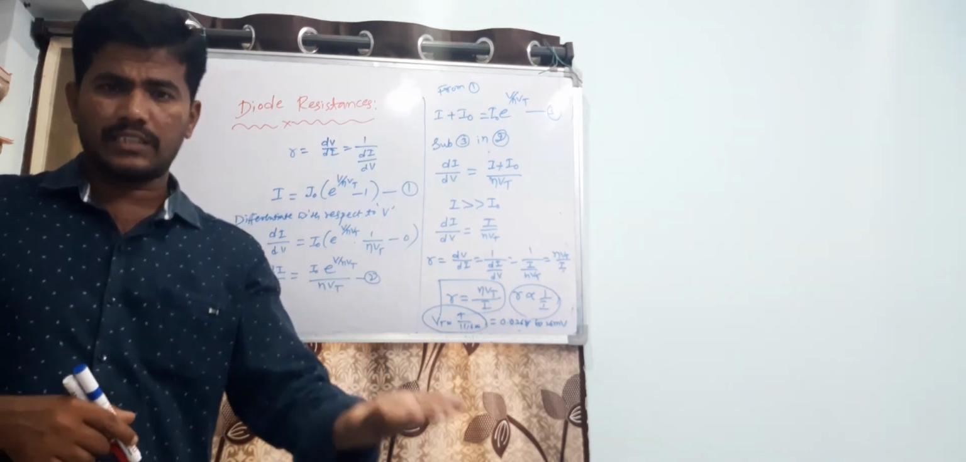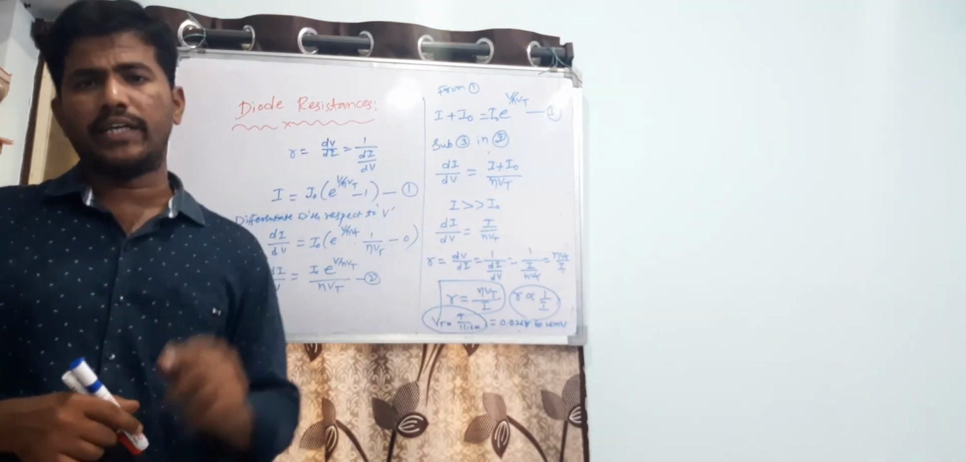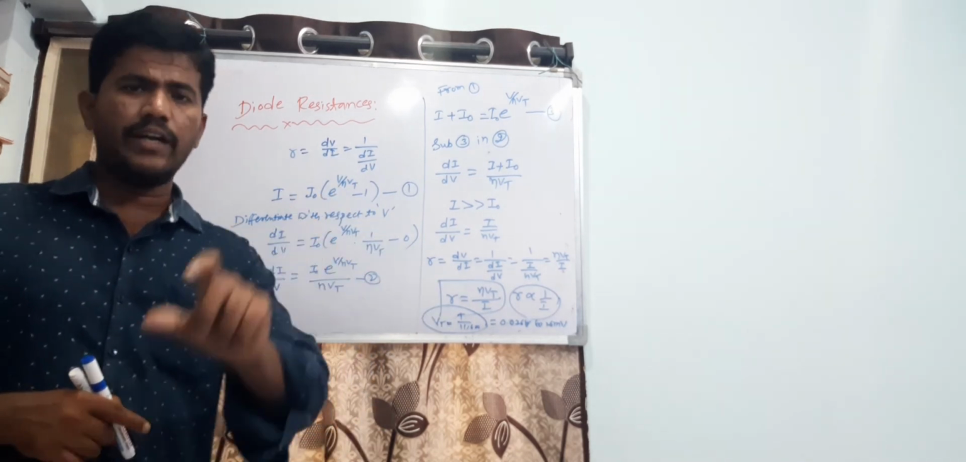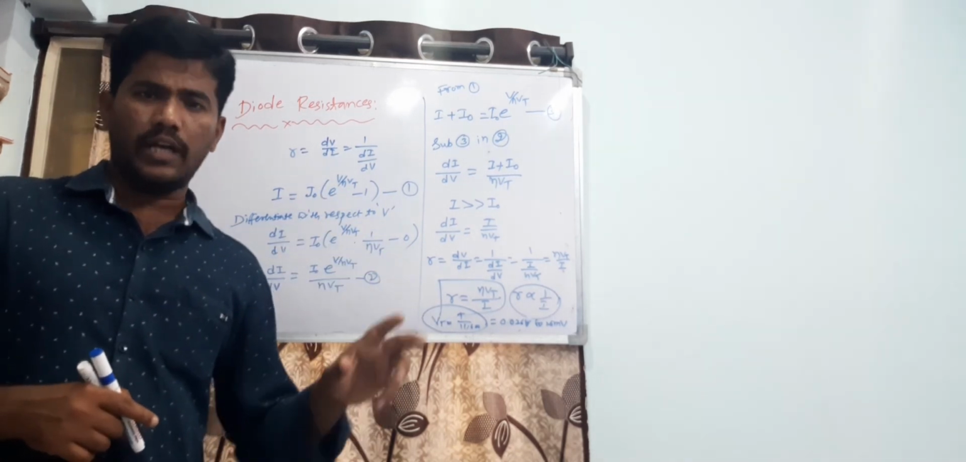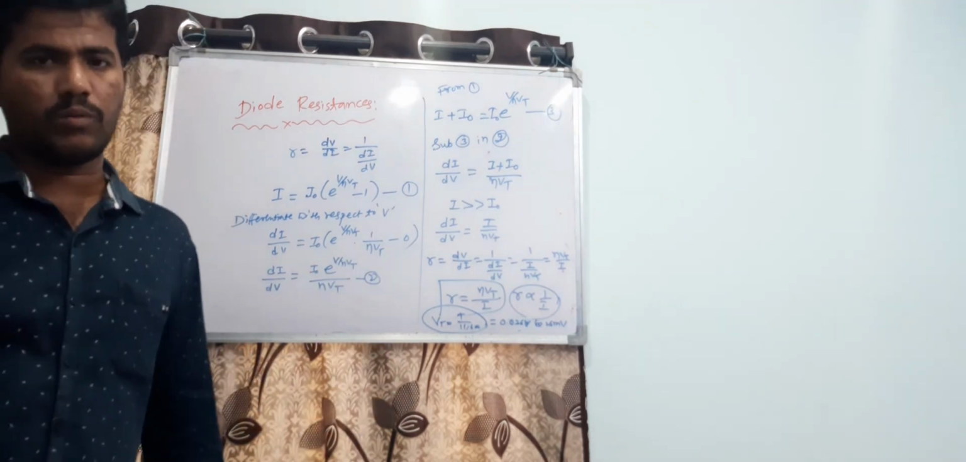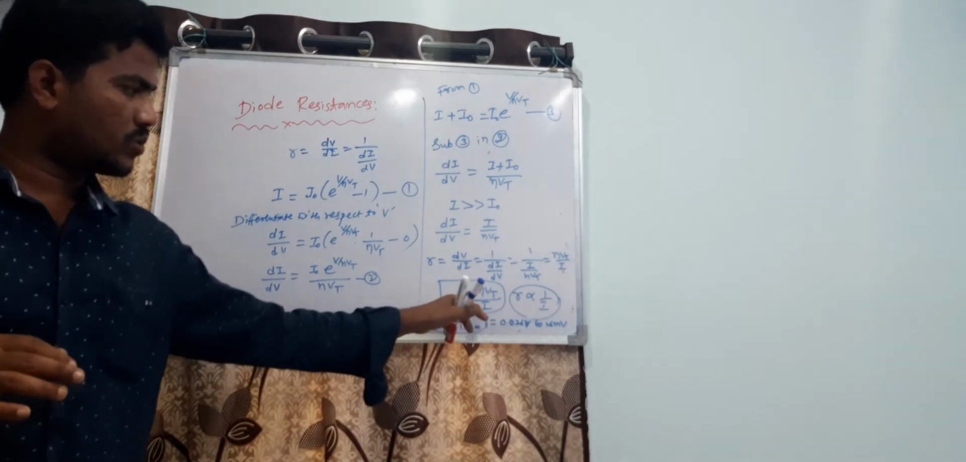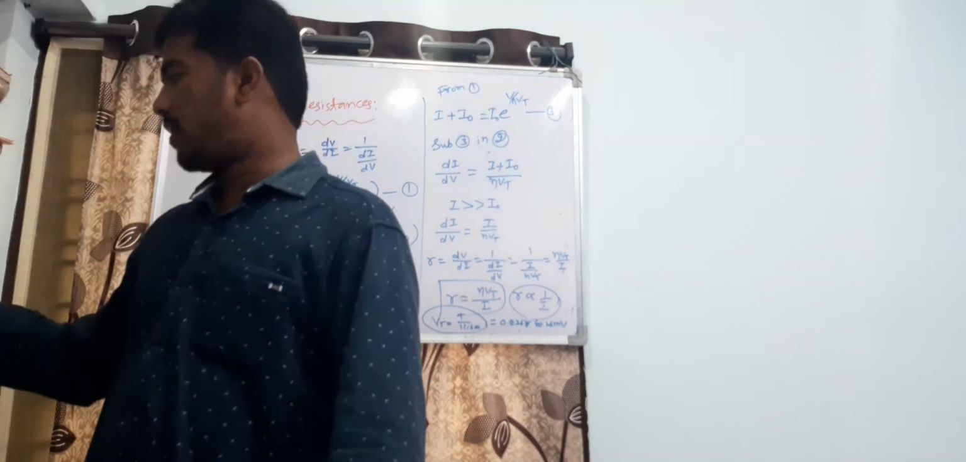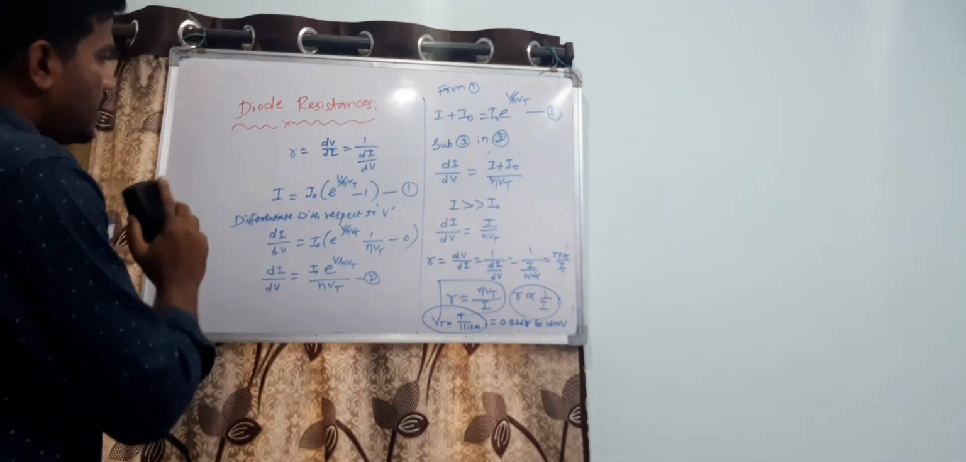So the static resistance is R is equal to V by I, and the dynamic resistance is the resistance when the diode is connected with the AC source and operated in forward bias. That's what you have to remember. So the dynamic resistance R is equal to eta into Vt by I, and this dynamic resistance is inversely proportional to current I. You have to remember. So this is the derivation.